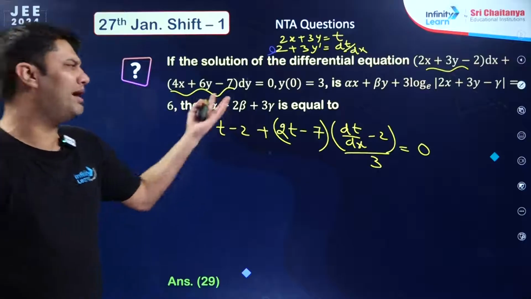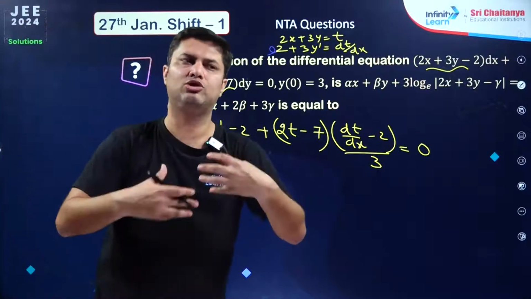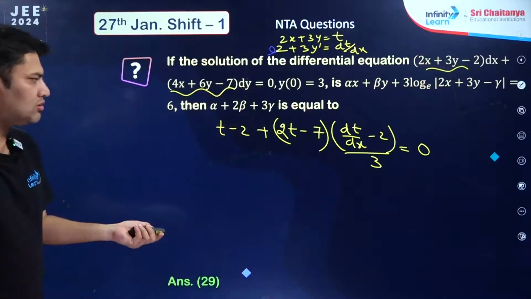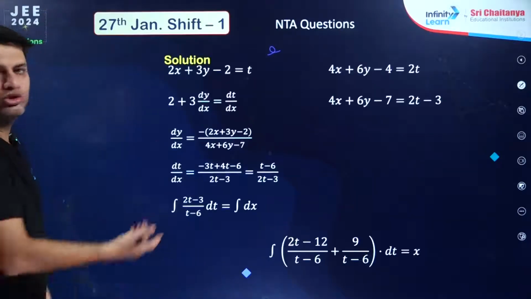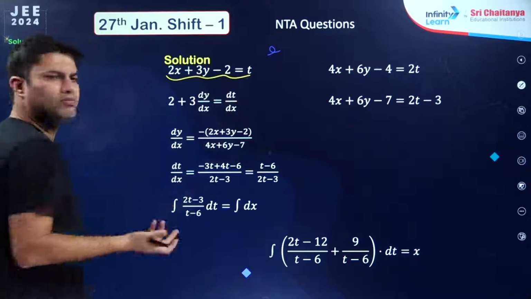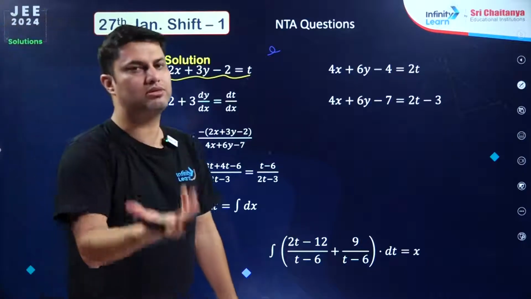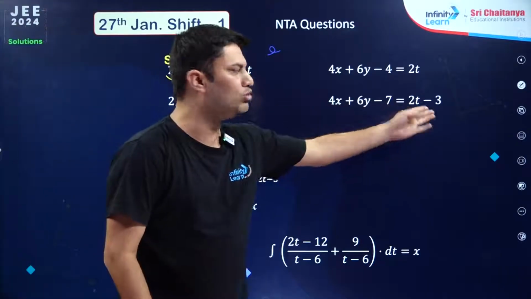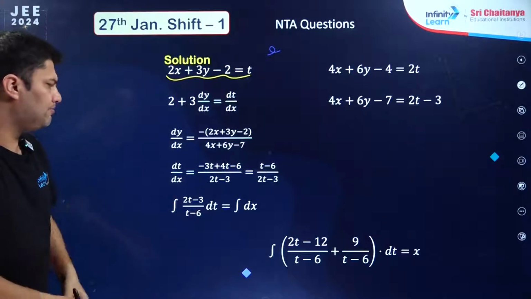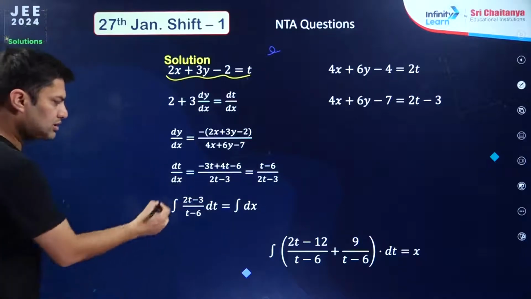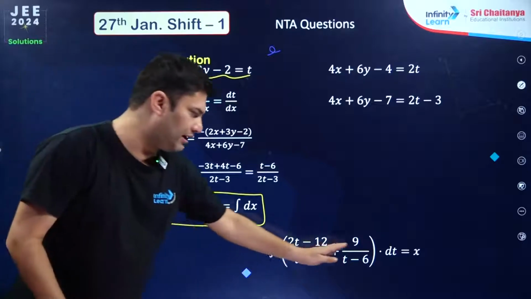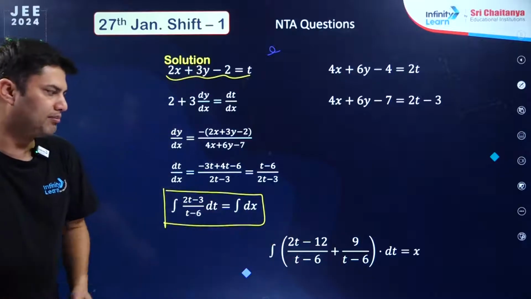It's a little bit lengthy because it's a numerical type, so whether you want to attempt it or not is up to you, because you only have to attempt 5 problems. But still we are seeing the solution. So take 2x plus 3y minus 2 as t, or you can take 2x plus 3y as t also, it's up to you. Okay, so 4x plus 6y minus 7 is 2t minus 3. So the same equation will become a simple variable separable equation, which you split into 2t minus 12 plus 9 upon t minus 6.